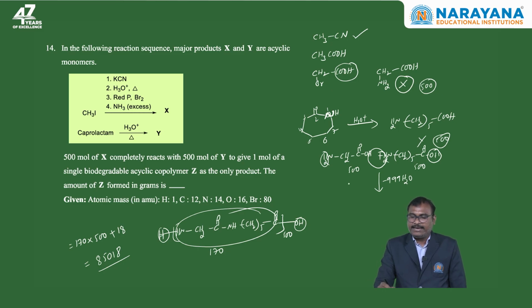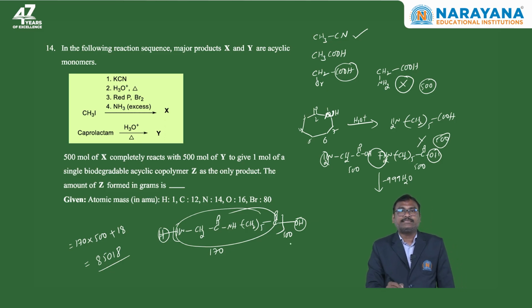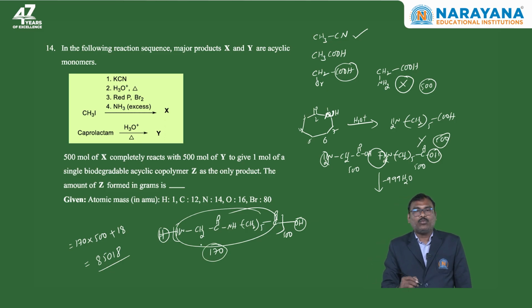Simple logic: here 500 moles, here 500 moles. After all of them combine, 1 mole of the polymer is formed. In that 1 mole there are 500 units, each unit having a molecular weight of 170. At the end terminal, only one H and one OH will be present. Overall, 999 water molecules are lost. So the final answer is 85,018.